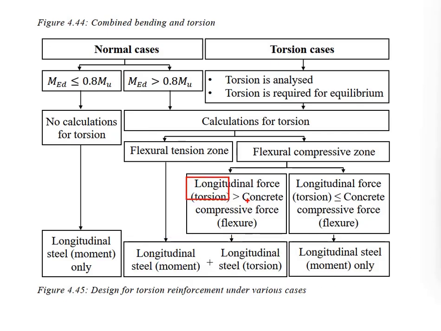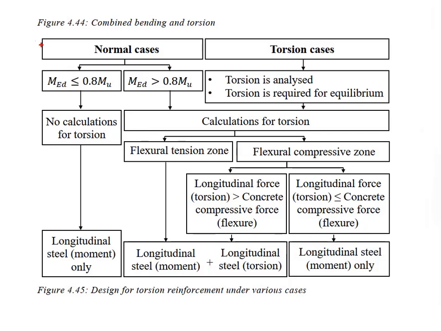If the torsional load exceeds the resistance in the compression, you will assume there is no resistance from the compression. This longitudinal force due to the torsions will have to be fully taken by the longitudinal steel that is meant to resist the torsional load. As a result, the final amount of reinforcement bar would be the summations of what is required to resist the flexural load plus the amount required to resist the torsional load.